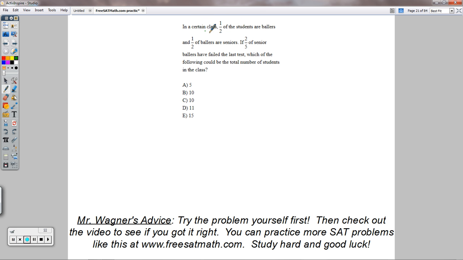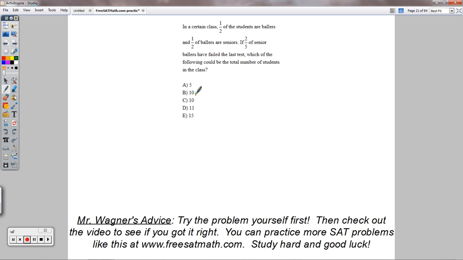It says in a certain class, one half of the students are ballers and one half of ballers are seniors. If 2/5 of senior ballers have failed the last test, which of the following could be the total number of students in the class?